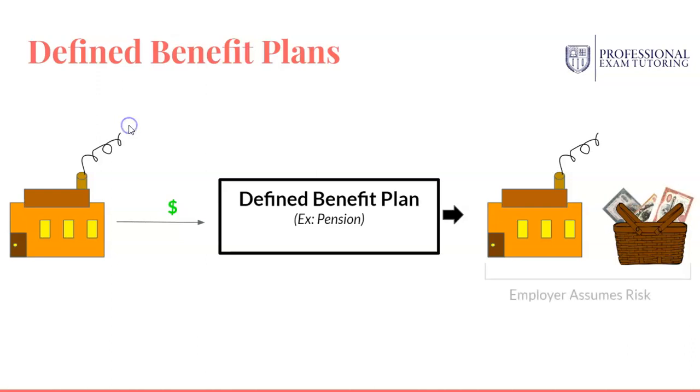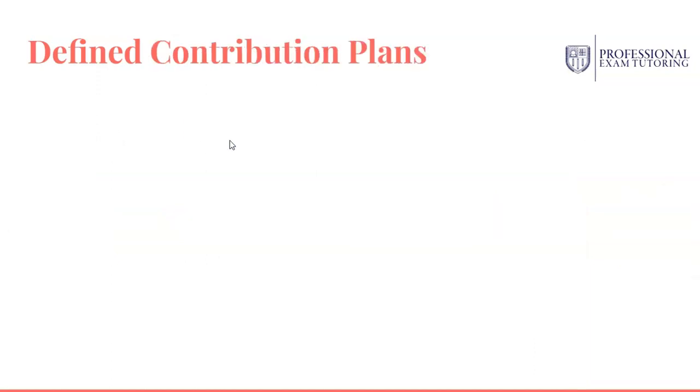And as a result, they're also taking on a lot of risk here. They make promises to their employees when they retire as to a certain amount of money they may pay out over time. So since the employer takes the risk, you can think of this as one reason why this is a benefit to the employee, so defined benefit plans. Next up are defined contribution plans.